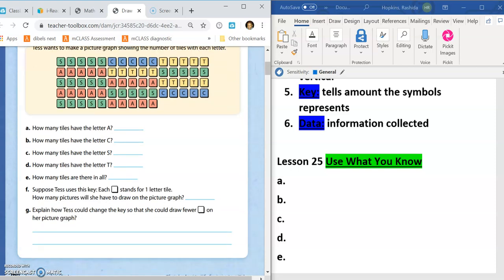Letter G, explain how Tess could change the key so that she could draw fewer squares, which are the symbols, on her picture graph. Take about 3 to 5 minutes and answer these questions. I'll be right back.